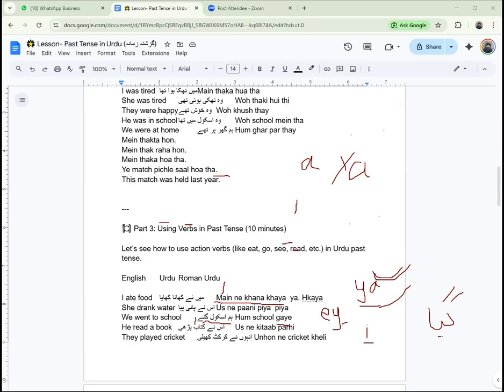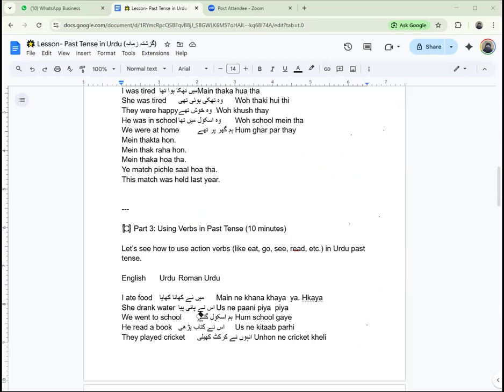So the main issue is that it ends on ya, and it depends on whether we want to be very clear about telling who the doer is. Emphasis on the doer: मैंने खाना खाया. मैं is the doer, and I is the doer in this sentence.